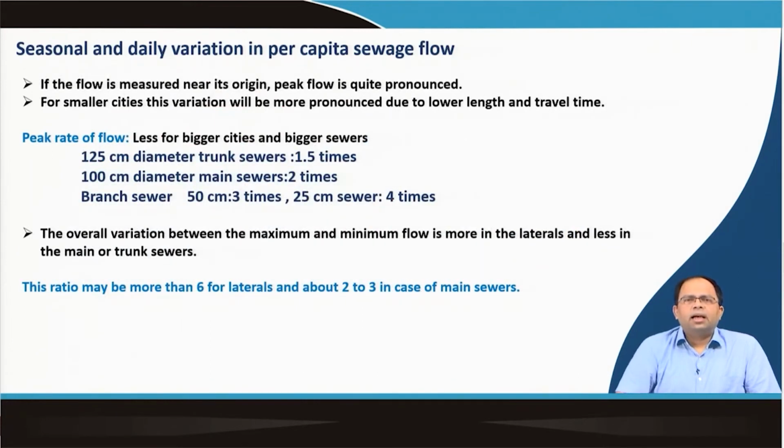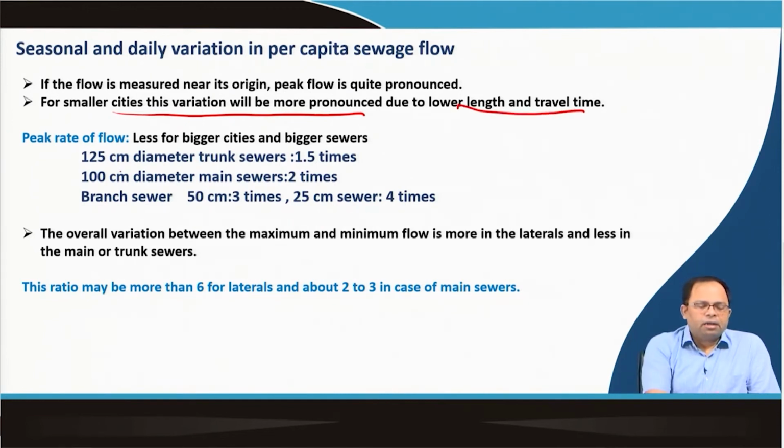So, as we were discussing earlier, if the flow is measured near its origin, peak flow is more pronounced. That means the more we go towards the upper levels of the network, towards the origin of the sewage, the more the peak flow would be, the diameters of the pipeline would also be small, and the variation would also be higher. Similarly, with the same concept, in smaller cities the variation will be more pronounced due to lower length of pipelines and lower travel time. Peak rate of flow is less for bigger cities and bigger sewers.